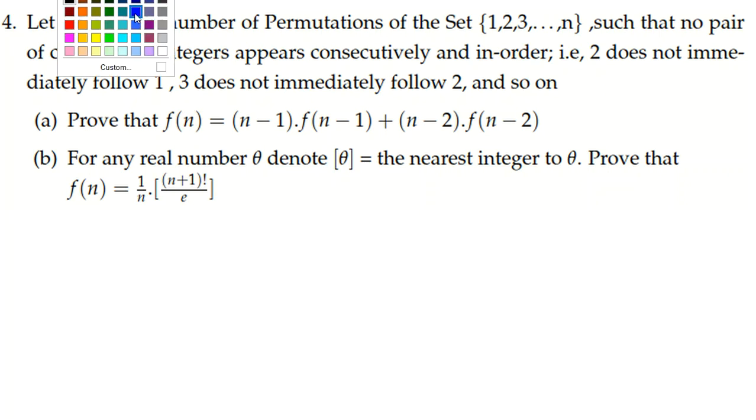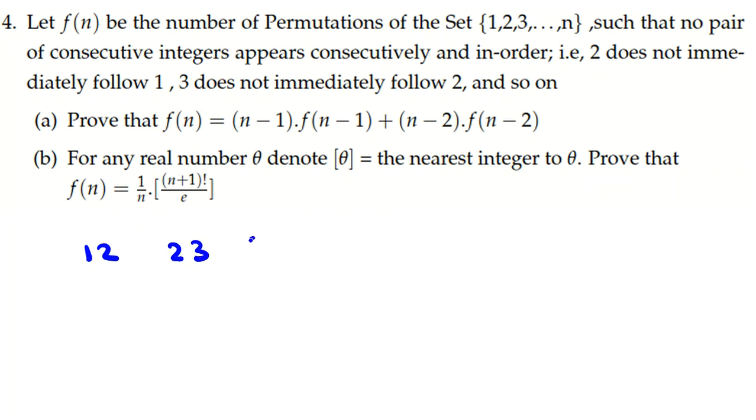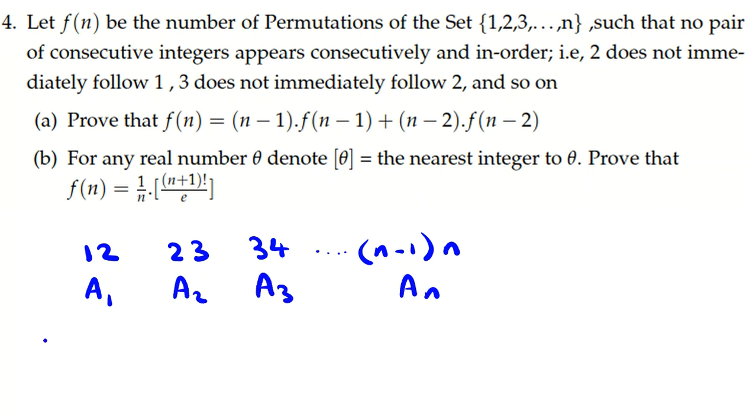So let me explain. It says, for example, we don't have 1, 2 adjacent and in this order. We don't have 2, 3. We don't have 3, 4. So how many bad cases do we have? And we don't have n minus 1, n. So suppose the cases that have 1, 2 permutations, we label it A1, and A2, A3, up to AN. So the answer of part A is n factorial, all permutations, minus A1 union A2 union up to AN.